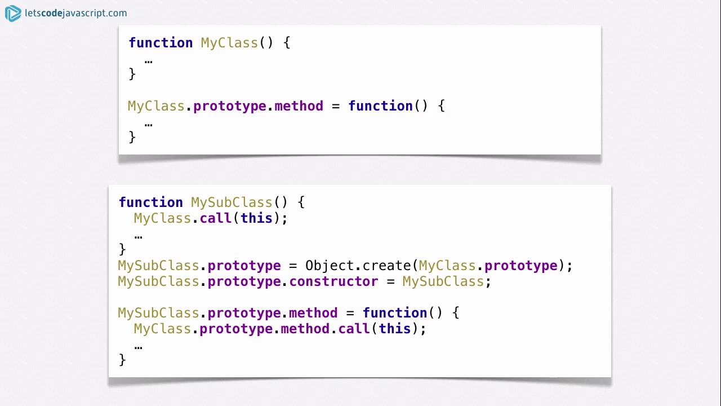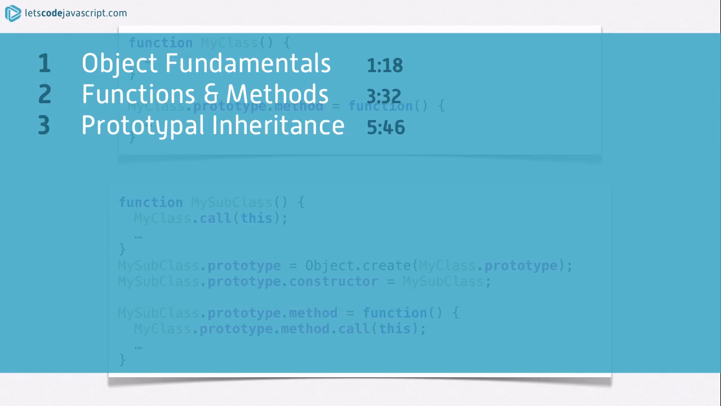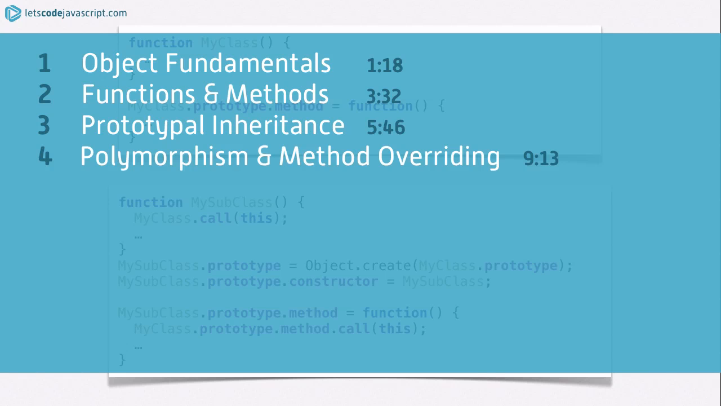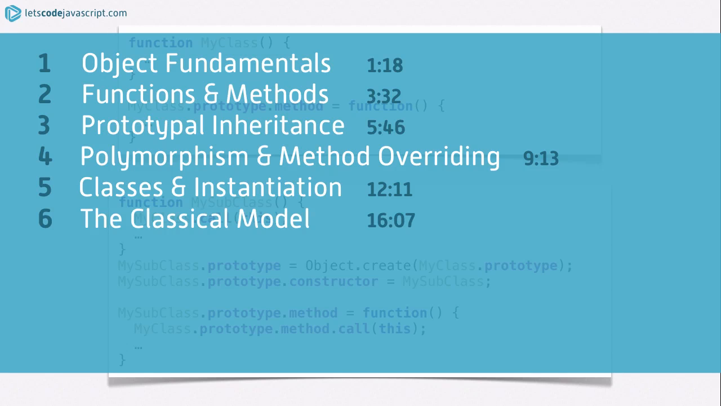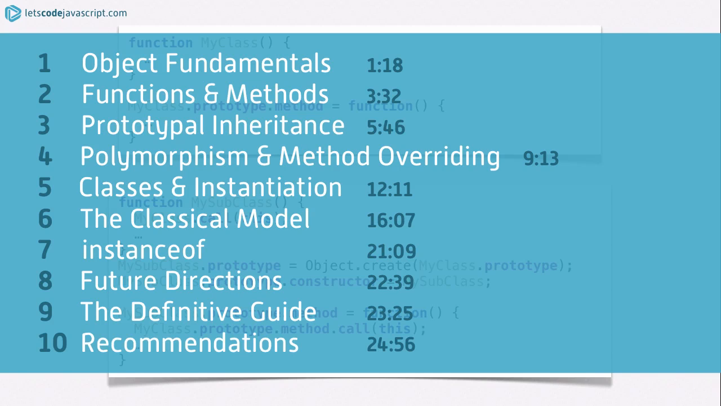In today's episode, we're going to build up these recipes from first principles. We'll start with a review of object fundamentals, then look at how functions work in JavaScript. Next, we'll cover prototypes and inheritance, then polymorphism and method overriding. We'll discuss classes and instantiation in the prototypal model, then see how these concepts map to the classical model most people use. Finally, we'll delve into the inner workings of the instanceof keyword before closing with a look at future directions, a tool for exploring these concepts further, and my recommendations.